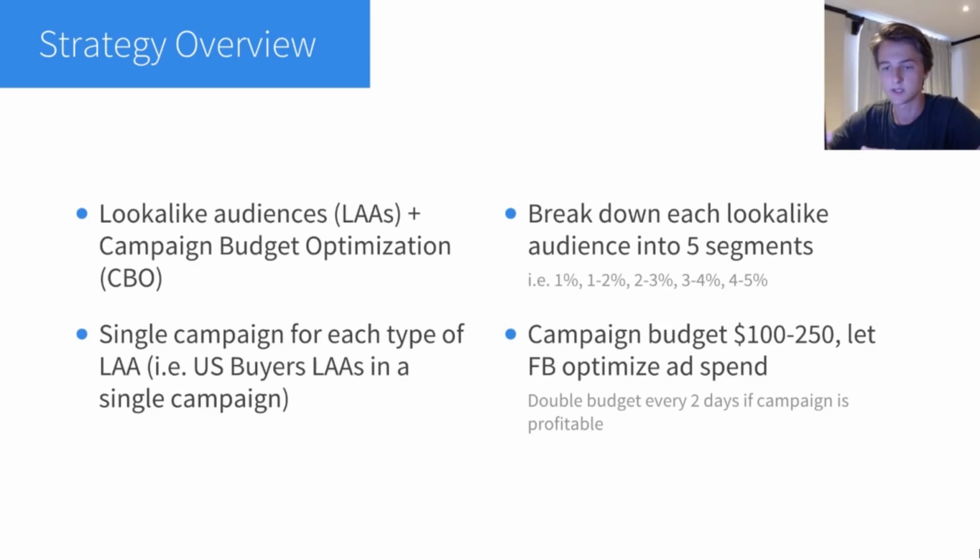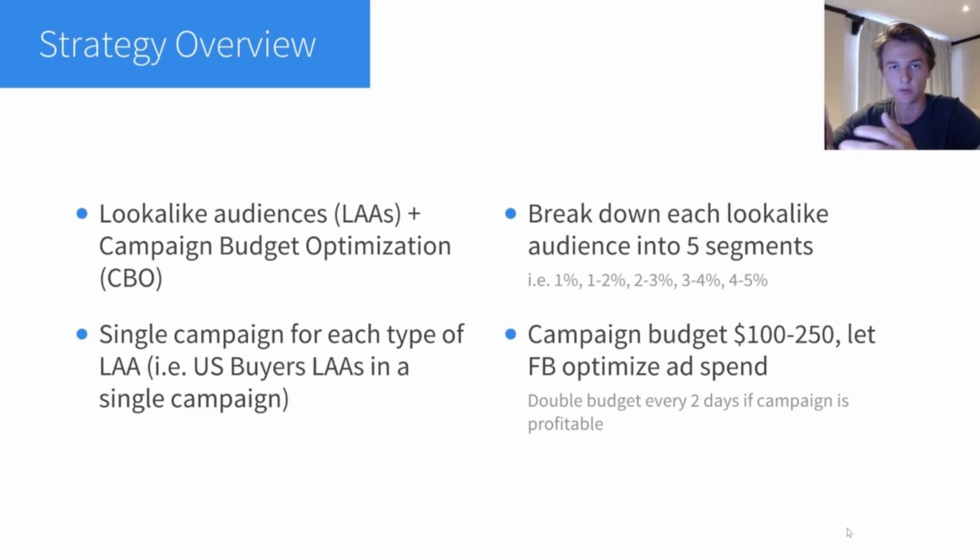Now, how you're going to want to set this up is you're going to want to have a single campaign for each LLA, each lookalike audience, and then each country an individual campaign as well. So for example, you'd want to have a single campaign for the buyer lookalikes for the US, and then you could do a single campaign for the buyer lookalikes for the UK, whatever, for your main countries, and you want to segment it by country and type of lookalike. And what you're going to want to do is break down each lookalike audience into 5 segments. So for example, 1%, 1 to 2%, 2 to 3%, 3 to 4, and 4 to 5%.